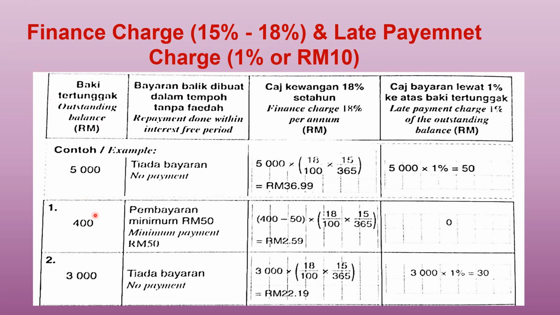Look at number 1. The outstanding balance is 400, and then he pays the minimum payment RM50. So what is the interest charge? For the interest charge, you must minus 50 from the 400 to get the latest balance, and then times the finance charge 18%, times 15 over 365. This is the formula.